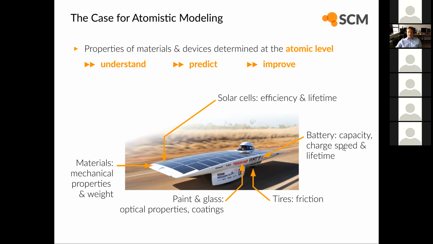There are obviously battery systems for which similar things hold, as well as the capacity and the speed in which they can be charged. And then there are lots of material science questions, for example, the chassis, its mechanical properties, the optical properties of the glass material or the coatings. And then there are, for example, tires whose friction can be studied.